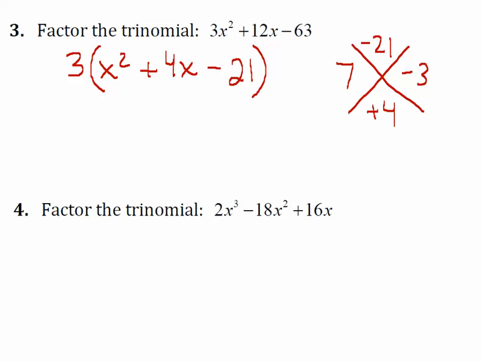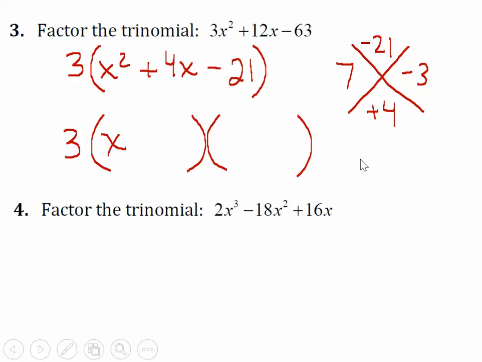Either or is fine. So then don't forget to bring the 3 down. Students like to forget that for some reason. They're into the Xbox. They think it's so cool. They do that, and they forget the 3. So x plus 7 and x minus 3. That's the final answer. Try number 4 by yourself. Give you guys a little bit of time.